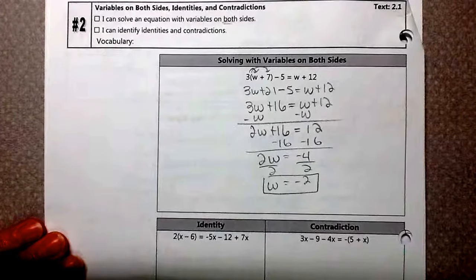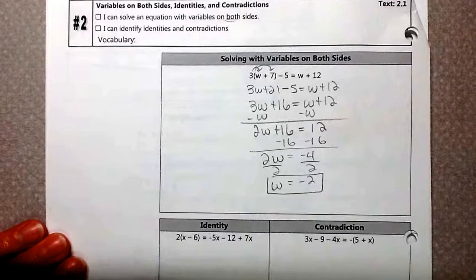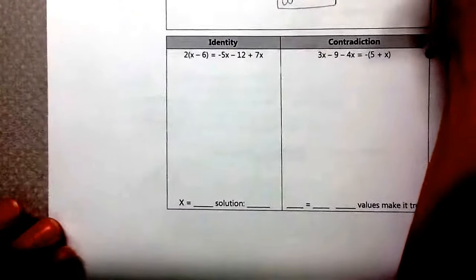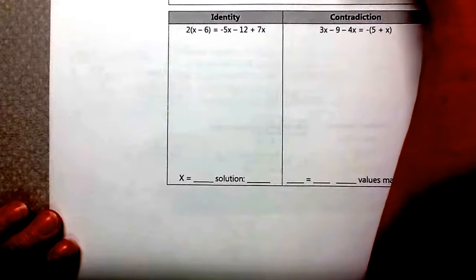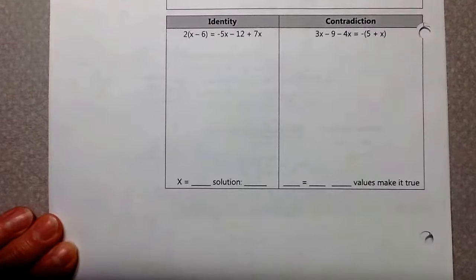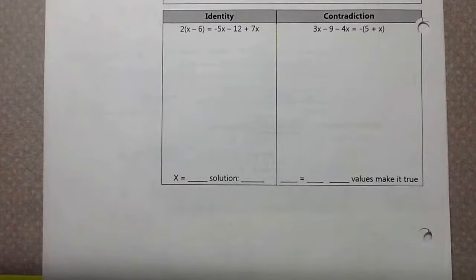Now, one of three things can happen when you solve an equation. You'll get an answer like this, w = -2. And the other two cases are called identities and contradictions. So let's see what happens to make them identities and contradictions.